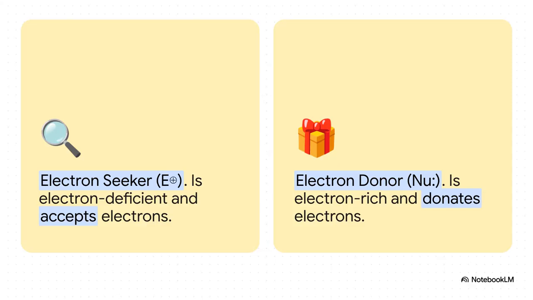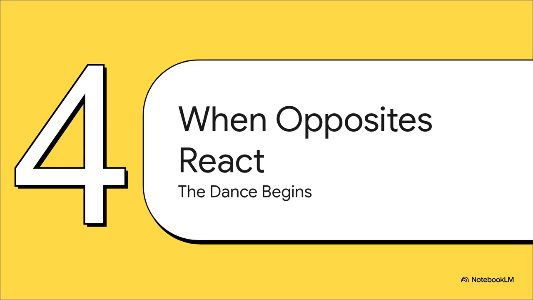And this brings us to the whole point, right? This beautiful symmetry. Electrophiles are the electron-deficient seekers. Nucleophiles are the electron-rich donors. One accepts, the other gives. They are, quite literally, the perfect chemical match. Okay, so we've met our dancers, we know their personalities. Now let's see what happens when the music actually starts. It's time to watch them finally meet on the chemical dance floor.